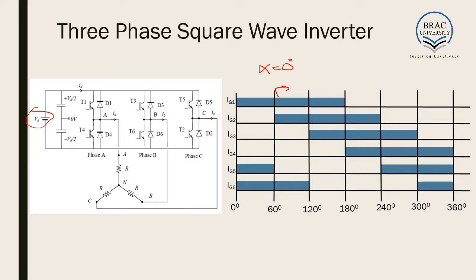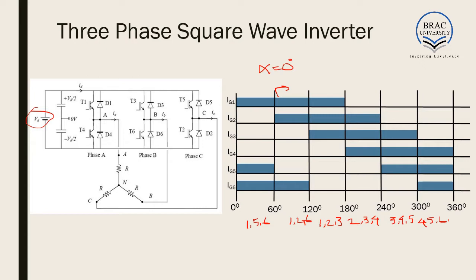So we know how it works. In the first 60 degrees, we can see that switches 1, 5, 6 are active. For the next 60 degrees, from 60 to 120 degrees, switches 1, 2, 6 are active. Next we have 1, 2, 3. Next we have 2, 3, 4. Next we have 3, 4, 5, and next we have 4, 5, 6, and so on. So in each 60-degree interval, our switching pattern changes, and this switching pattern changes the actual output.